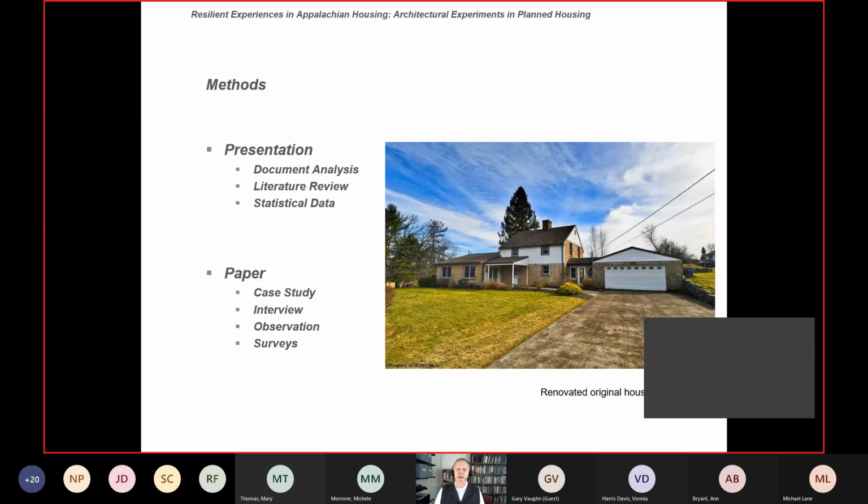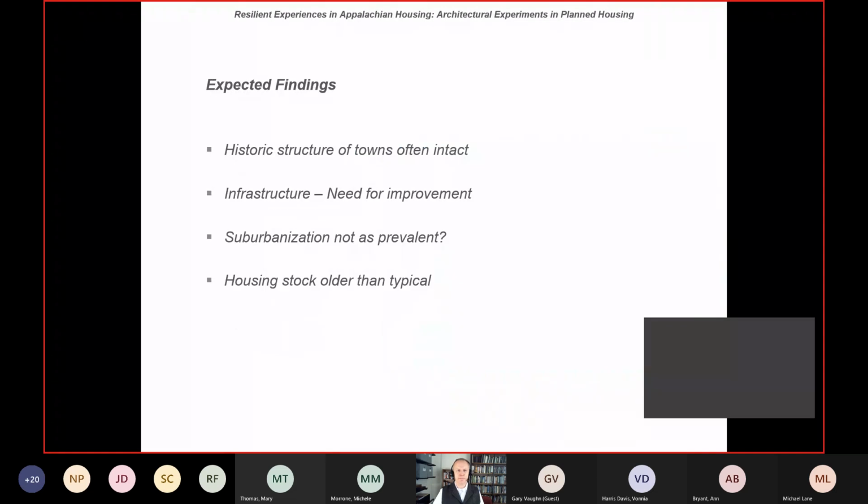But in this case, you can see that original house I showed you several slides ago. You can see an example here in the middle of this house, where they've added on one end and they've added on a garage to the other end. So a lot of the houses have been adapted because family needs and family expectations have changed so dramatically since that time.